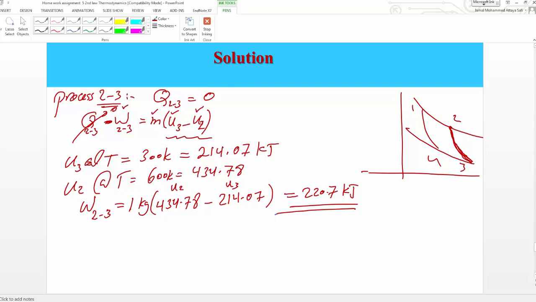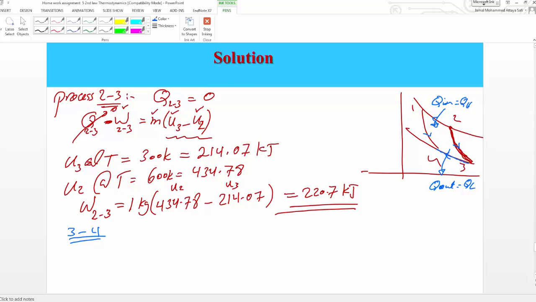Now, if you take the process 3 to 4, in a different color, from 3 to 4, it's an isothermal compression. So if we have Q in here, we have Q out, or QL. Well, this is the same as, say, QH, right?